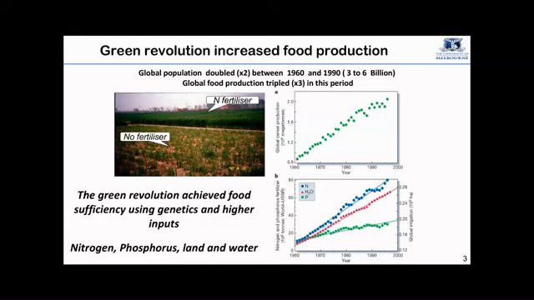So what we show here is that global cereal production was only probably at 800 million in 1960, and it was well above 2 billion in 1990. And if you look at the usage of nitrogen in the blue and phosphorus in the green, you can see that the usage of those fertilizers went up enormously, and the amount of water used also went up enormously. So it was highly successful.